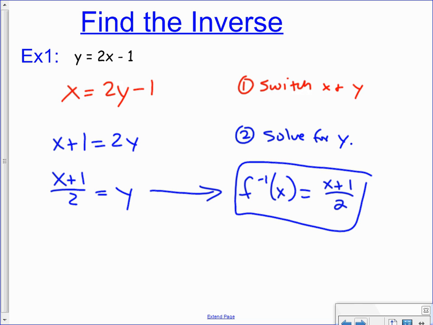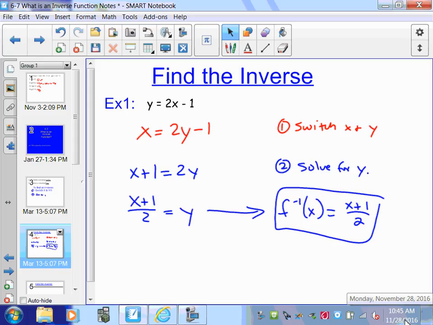Let me prove it to you. Yes, Miss Maddie, you can, absolutely. Just make sure you circle your final answer. But if you left it as y equals that, I would understand. Let me show you why it is the inverse. It's coming.